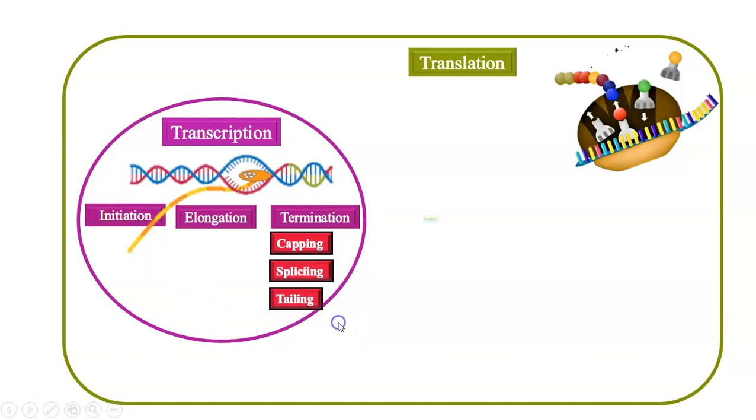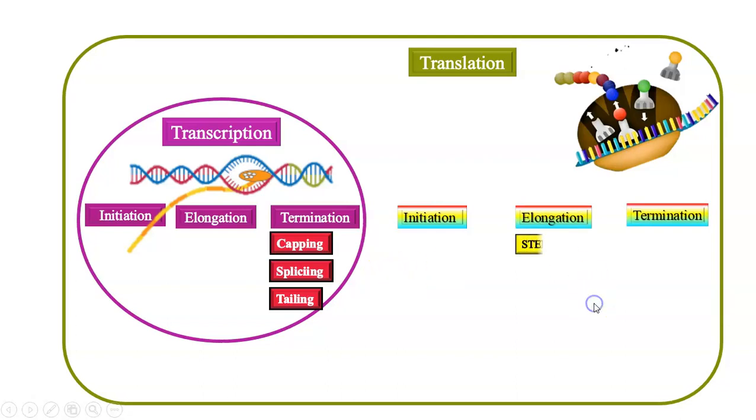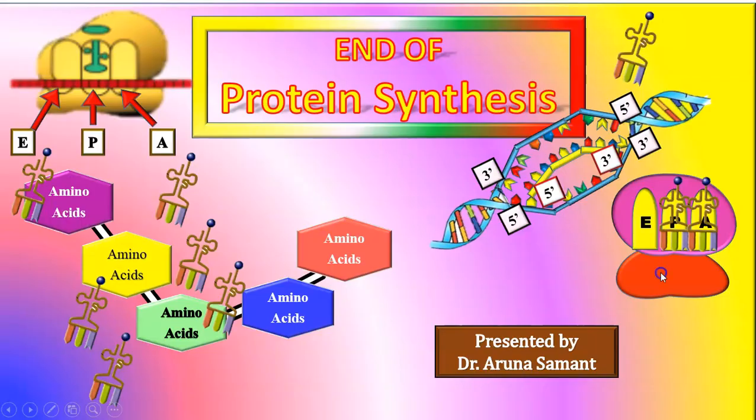And once the messenger RNA is formed, then comes translation. Again, three different steps are involved: initiation, elongation and termination. Especially in the elongation, the three steps keep on occurring in a cyclic manner. With every cycle, an amino acid gets connected with the already present amino acids, and finally with the stop codon, termination will take place. So this is the way we finally get the protein formed in the cell.